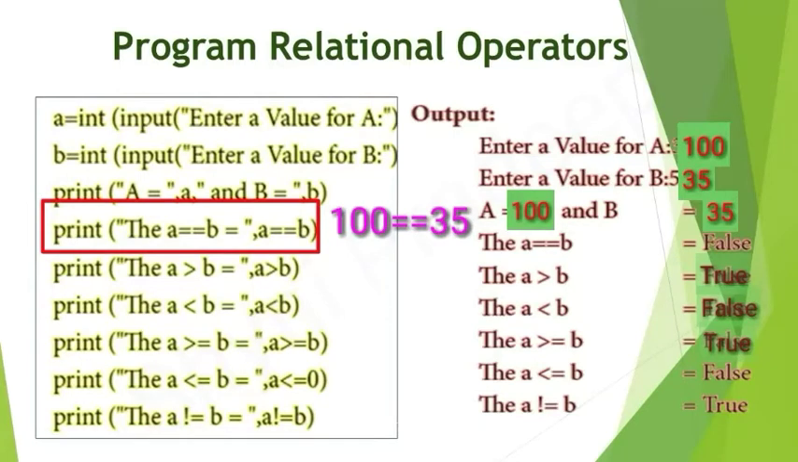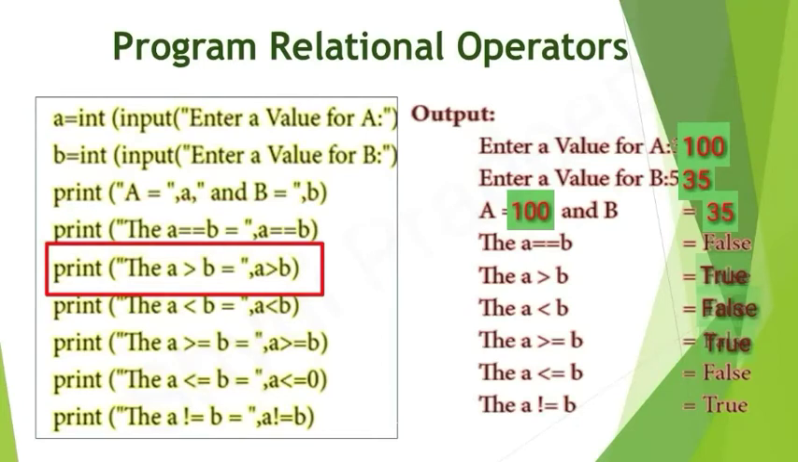100 is equal to 35. This is true or false? This is false. Okay, so it returns the result false. Okay, next print a is greater than b. A is 100, b is 35. Okay, here given 100 is greater than 35. It is true or false? True. Okay, it is true. So it returns the result true.